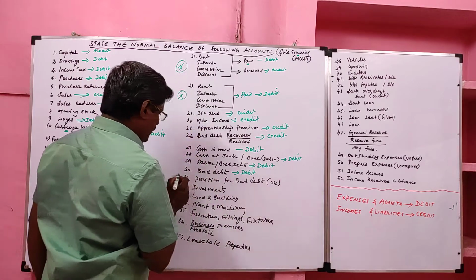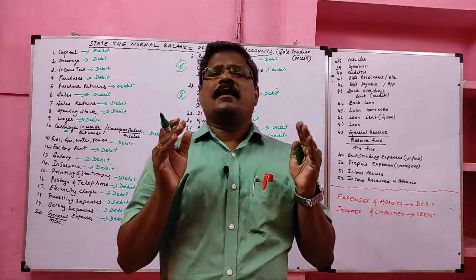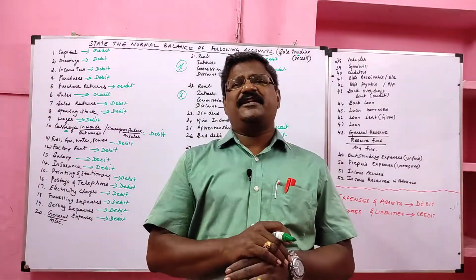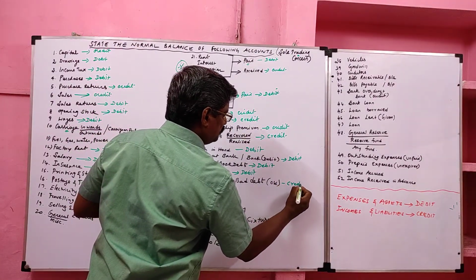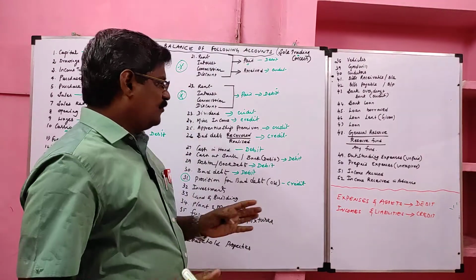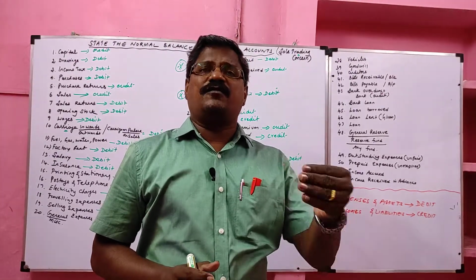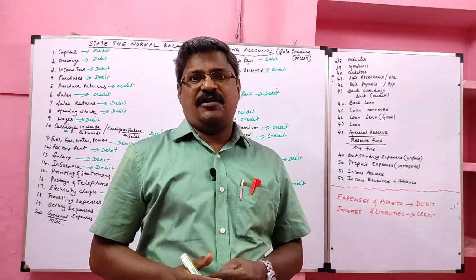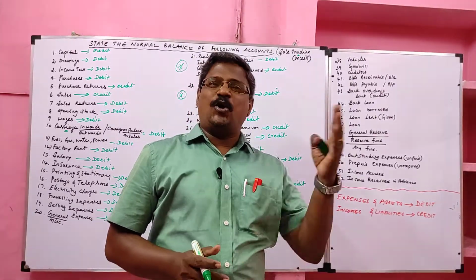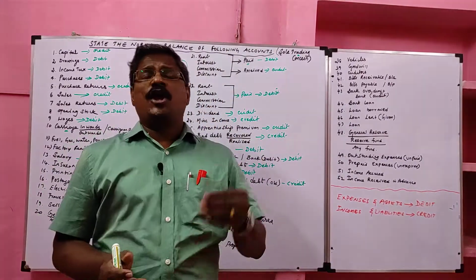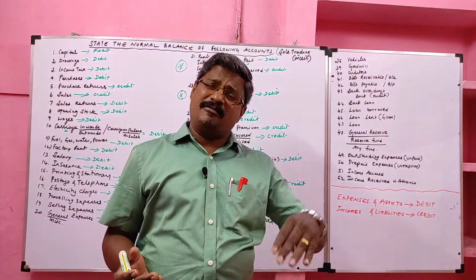Provision for doubtful debts, very, very important, students. Provision for bad and doubtful debts: if it is the old provision for doubtful debts, it is an income, so credit. The new provision for doubtful debts, made at the time of preparing the balance sheet, is deducted from debtors. That is a liability. Old provision we treat as an income, new provision as a liability. It may be an income or a liability, and it will appear on the credit side.